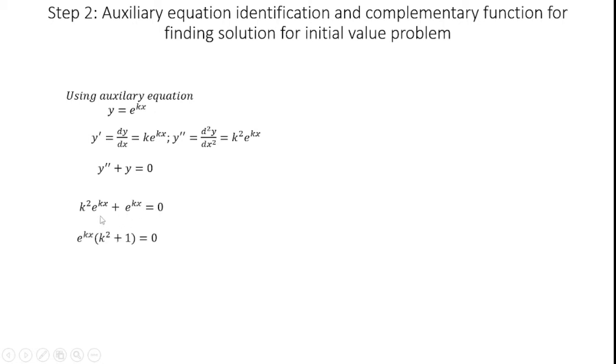And then next, the common term e power kx is available in both elements, so I can take it out as a common term. So I can make a new equation, which is e power kx into k square plus 1 is equal to 0. So the auxiliary equation is k square plus 1 is equal to 0, because e power kx is not equal to 0. Here I can further reduce to k square is equal to minus 1. For that reason I take the square root of the left hand side and the right hand side of the k square is equal to minus 1 equation. I get k is equal to square root of minus 1.